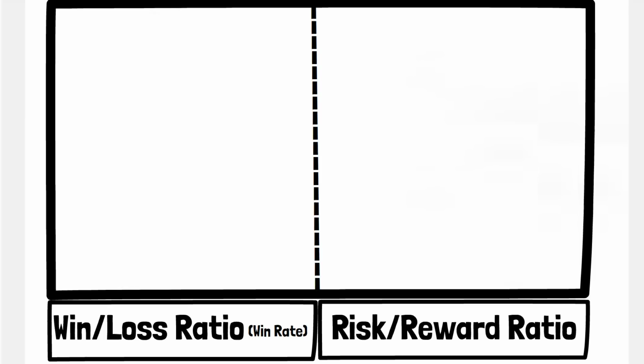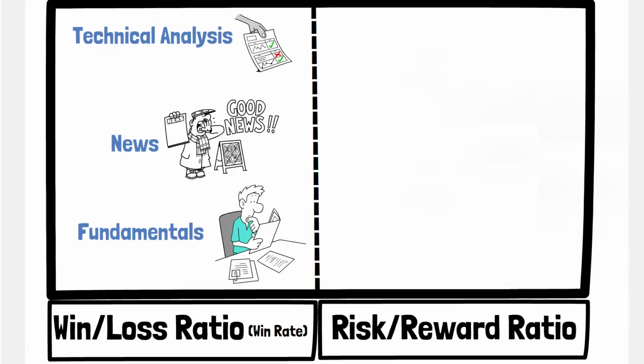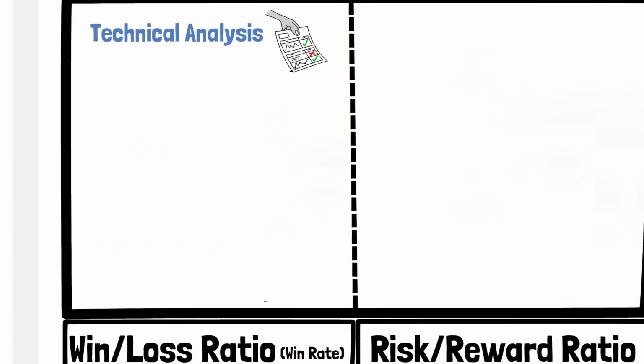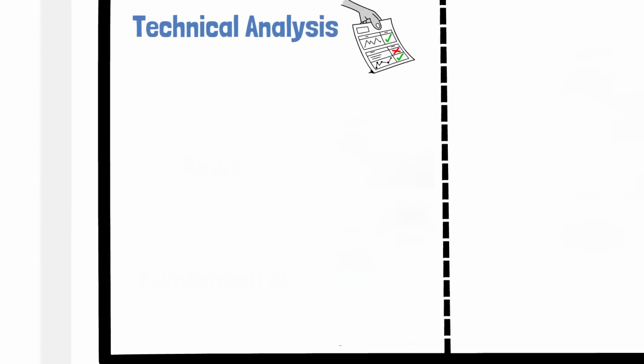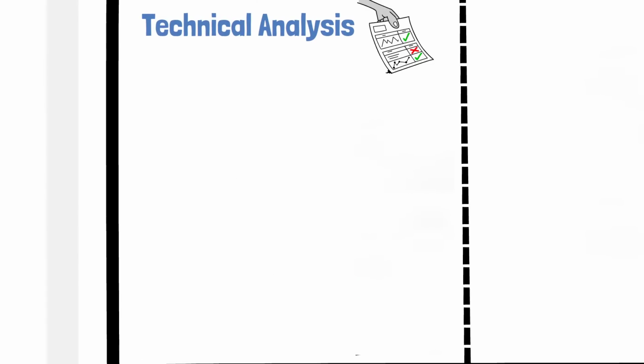To the right, we have the portion weighted more towards risk and reward, and to the left we have the portion weighted more toward win rate. To improve win rate, we can look at a number of factors, like technical analysis, news, and stock fundamentals. I tend to favour technical analysis for the timing of a trade, and without being too exhaustive in this video, I put considerable weighting on trend and momentum.